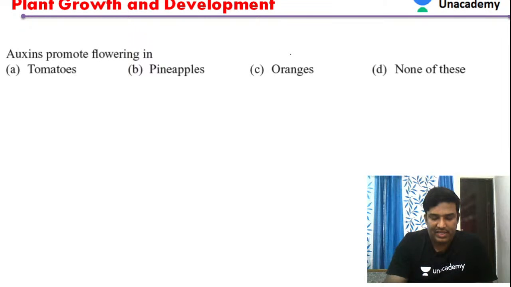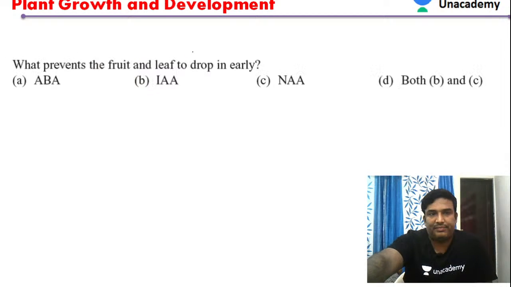Next question. Auxins promote flowering in. Which type of plants generally? Auxins promote flowering in pineapples. So auxins promote flowering in pineapple.